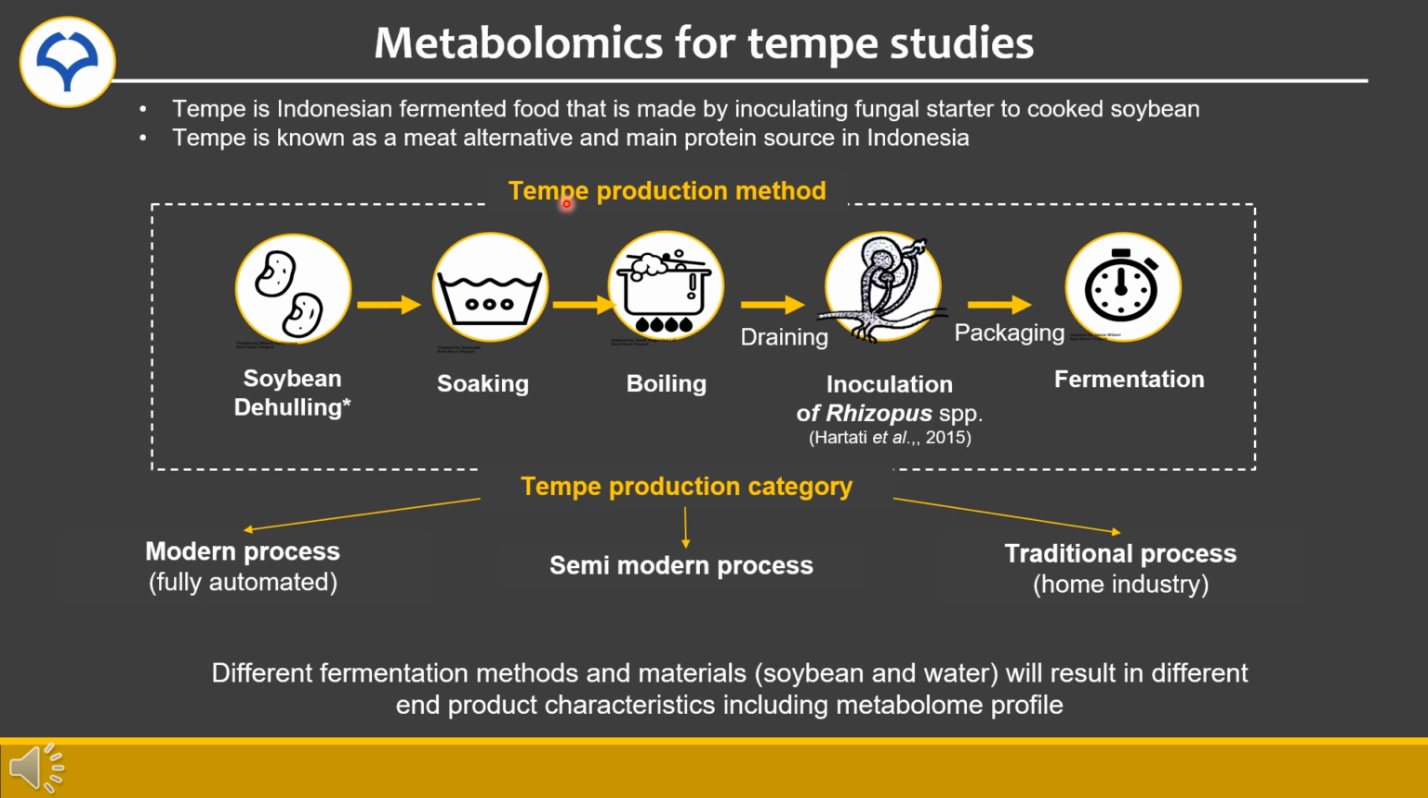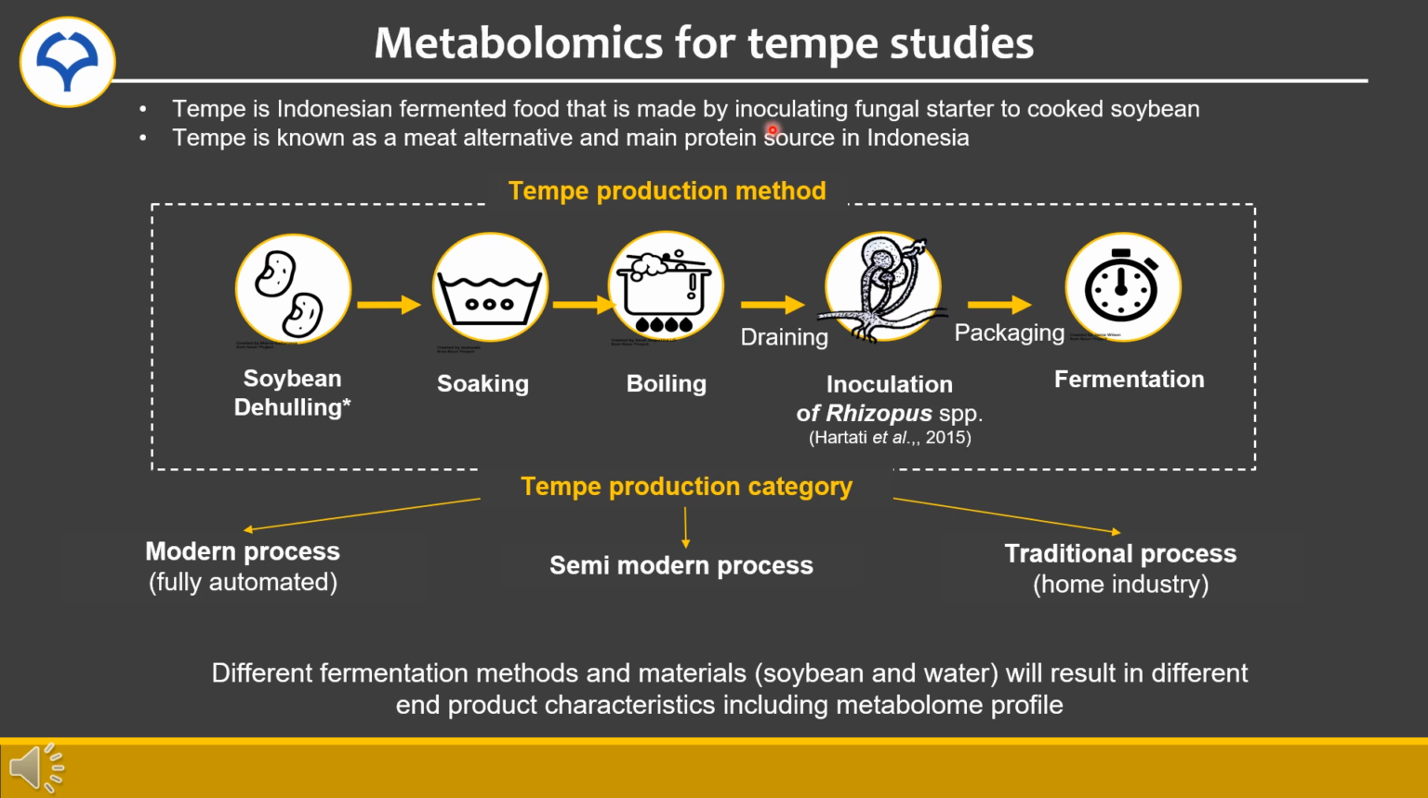The next study is on metabolomics for tempeh. Tempeh is an Indonesian fermented food made by inoculating fungi into cooked soybeans. It is similar to natto but has a solid texture. Tempeh is rich in protein and is an important food that can serve as a meat alternative. It is gaining attention worldwide, particularly from vegans and vegetarians.